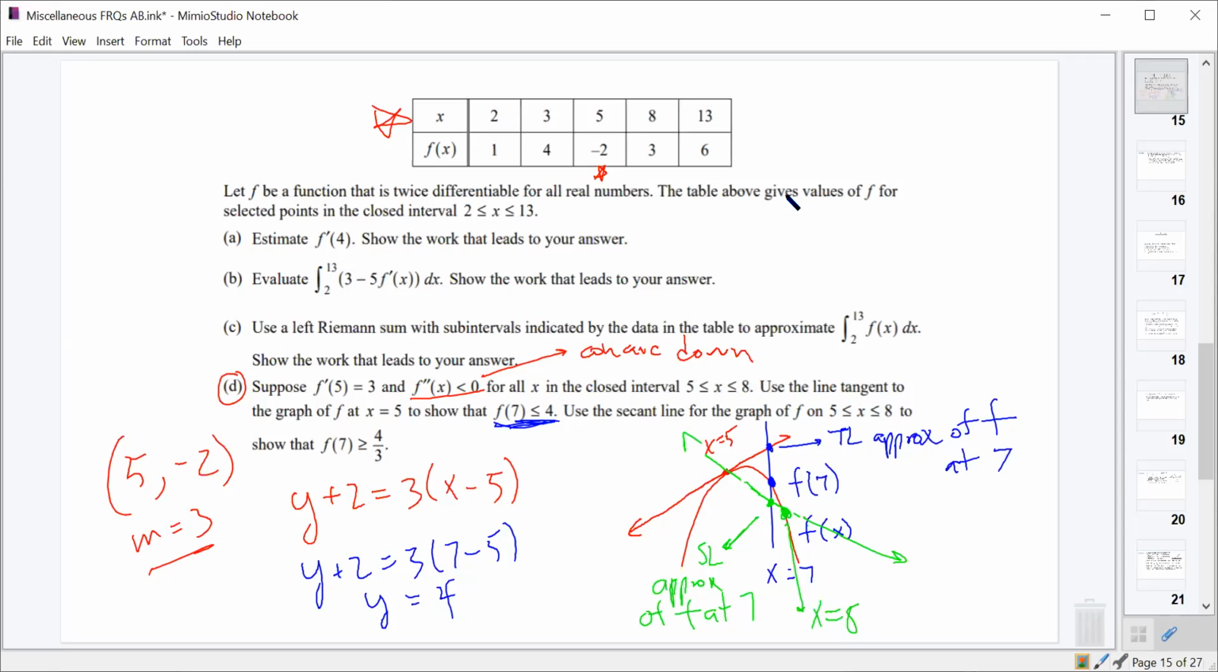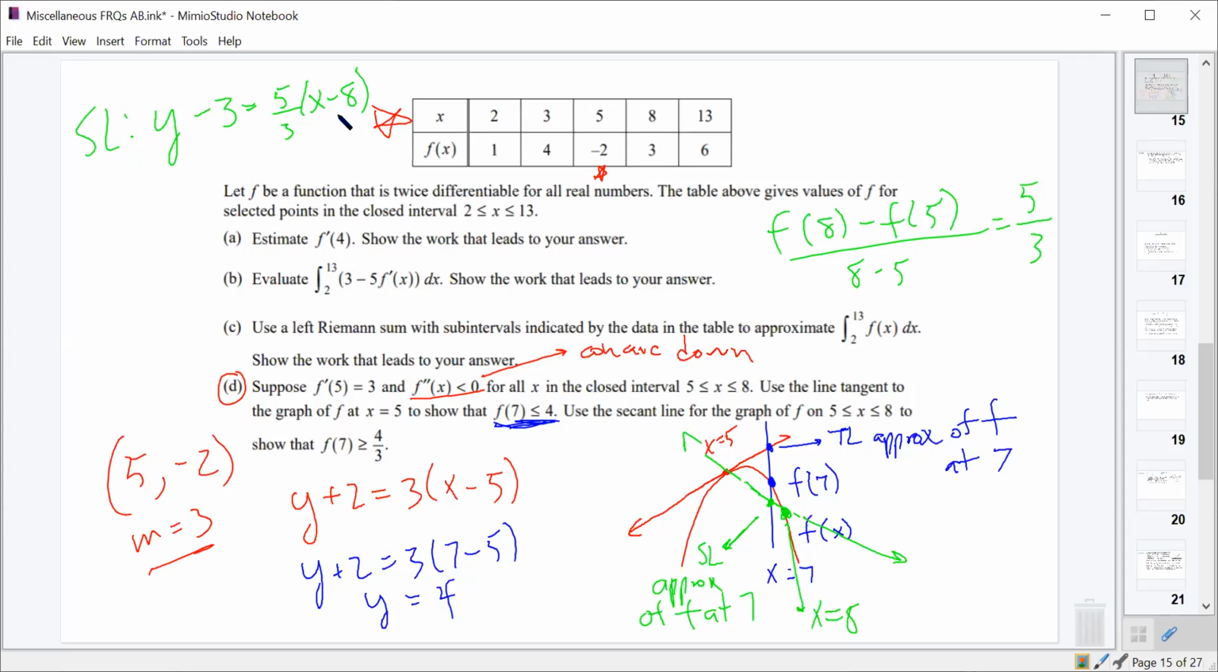So we just need to write the equation of that secant line through x equals 5 and x equals 8. That would be f of 8 minus f of 5 over 8 minus 5 to find the slope. Now f of 8 was 3. 3 minus -2, that would be 3 plus 2 is 5, over 3. So the secant line's equation ought to be y minus, and you can choose either one, you can choose (5, -2) or (8, 3). I'll just say y minus 3 equals 5/3 times x minus 8.